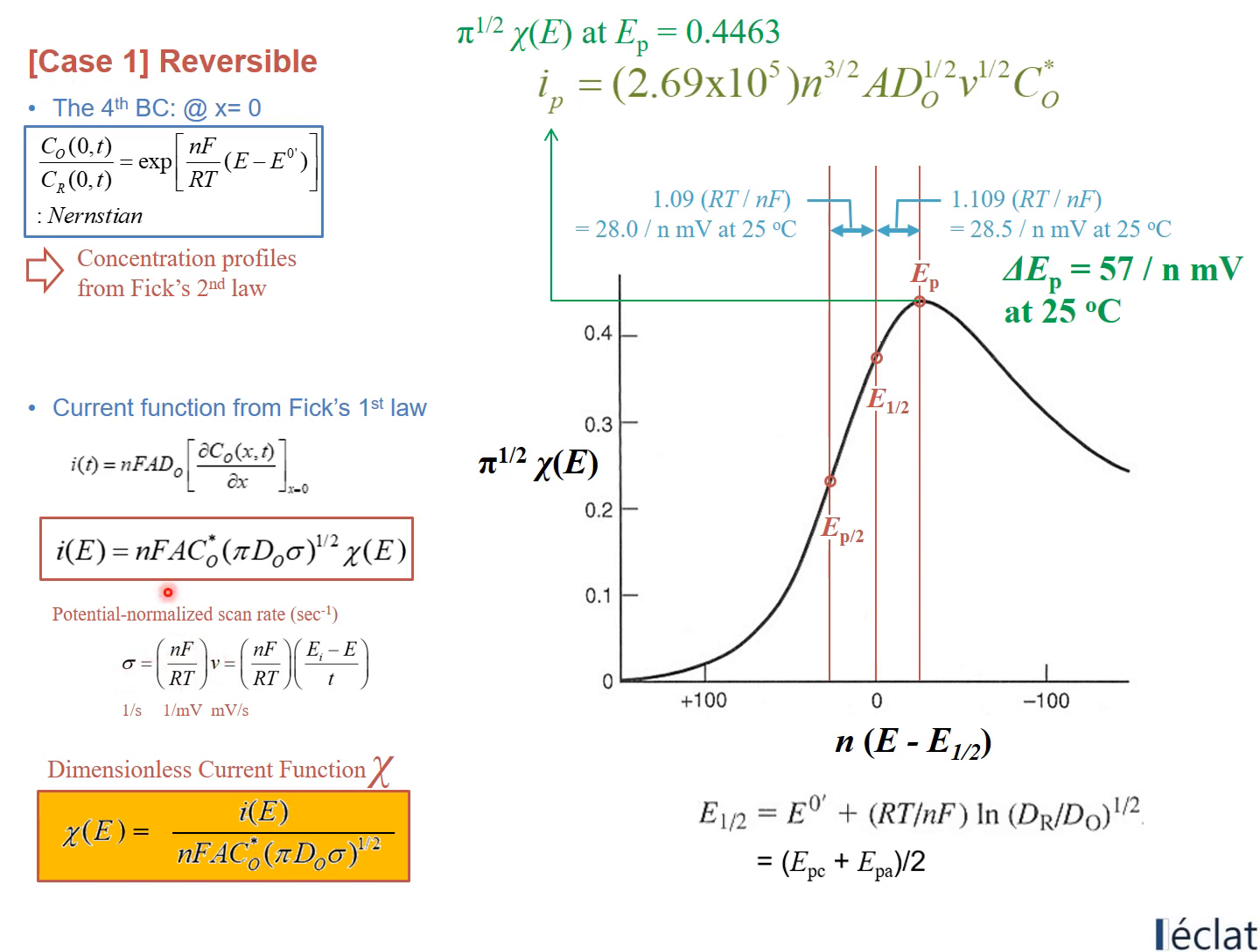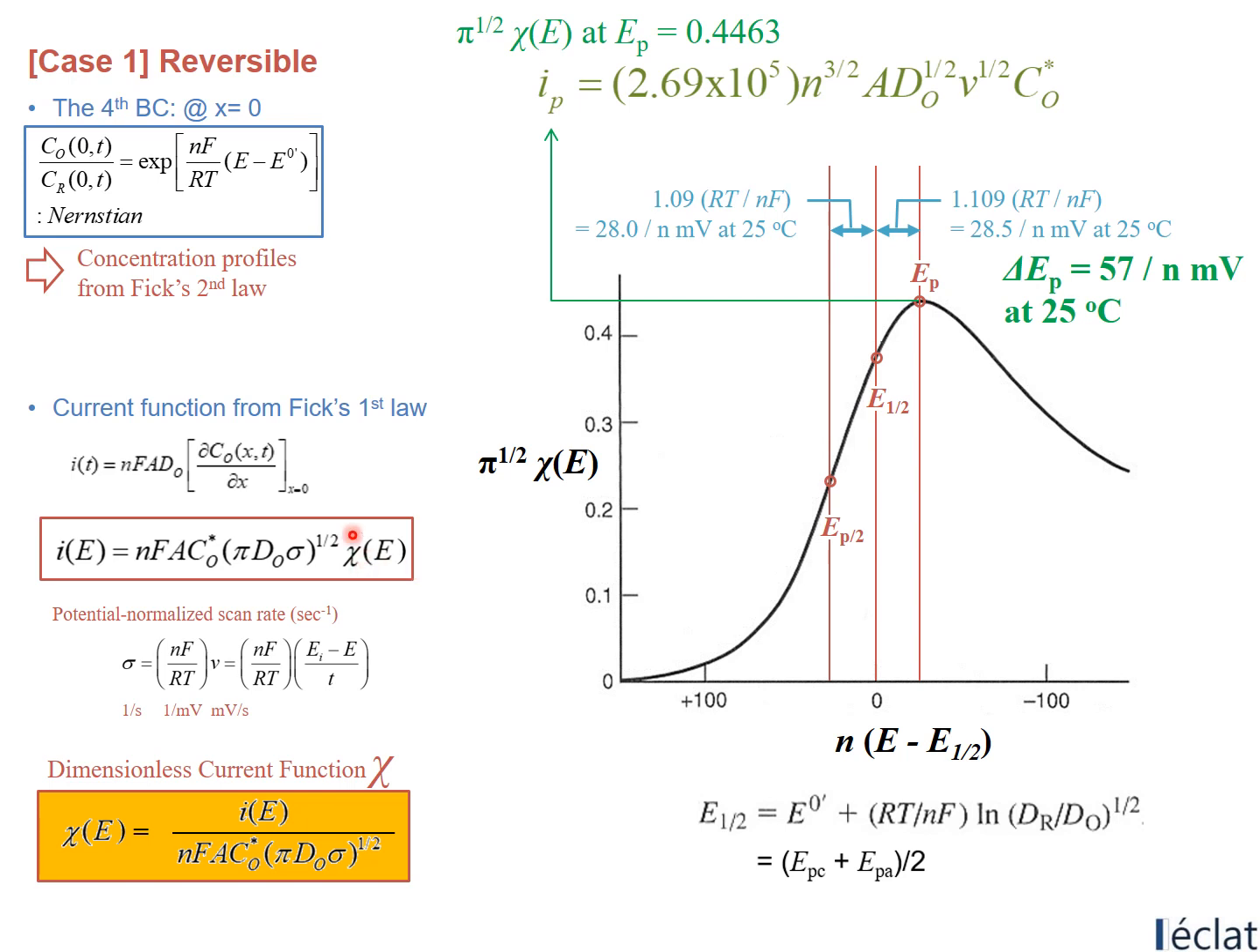Anyway, in the first term, you can find various parameters, and some of them are just constant, and some of them are fixed, like temperature, usually 25 Celsius degree, and scan rate, which you will fix for your own experiments. So we have this kind of term involved in the current function. And then let's go to the second term, the potential dependent chi function.